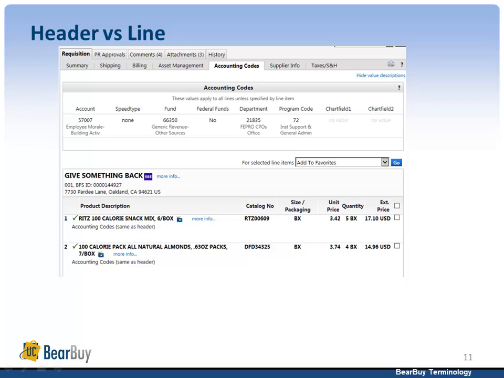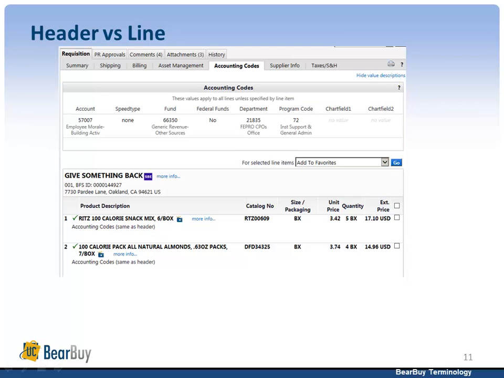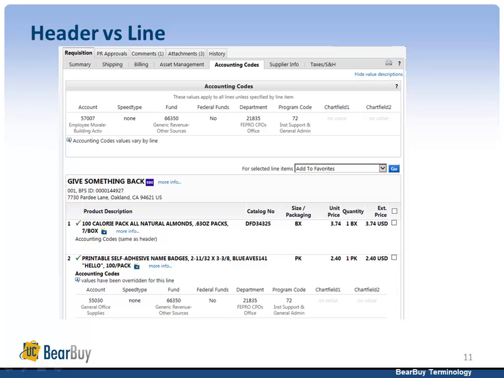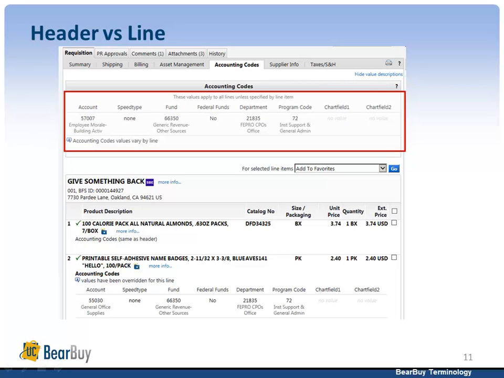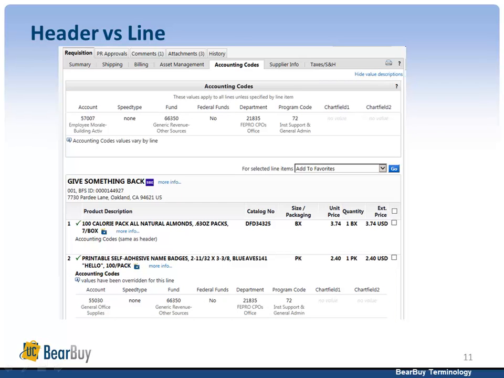Here's an example of an accounting code's header. The chartstring combination at the header level applies to the line level as well. The line level information is the same as the header, therefore whatever is at the header level applies to the individual lines. When the line level information differs from the header, you'll see the difference in information listed out at the individual line level. All other lines, if not changed, will still state same as header. In this example, my line 2 chartstring combination differs from the header.